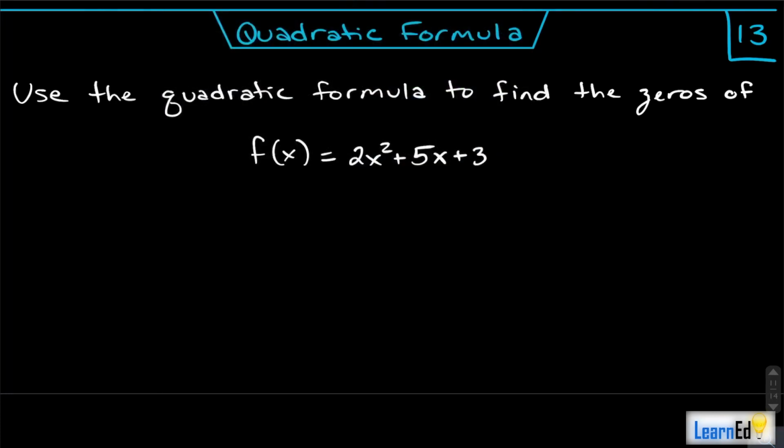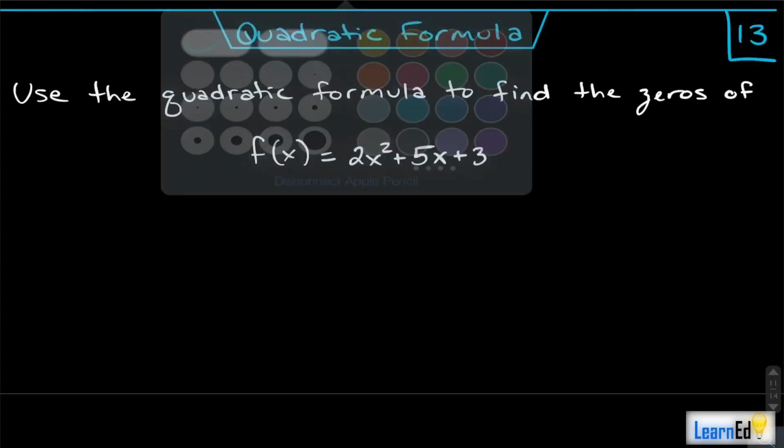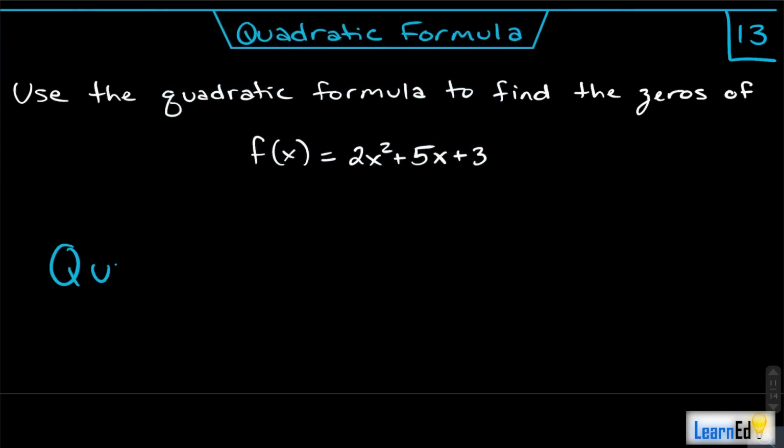We are over halfway done with our first 25 problems. So now we are going to use the quadratic formula to find the zeros of f of x equals 2x squared plus 5x plus 3. The quadratic formula is definitely a really great fail-safe for factoring, and I'll write down what the quadratic formula is right here.